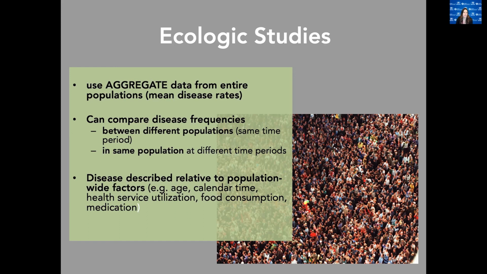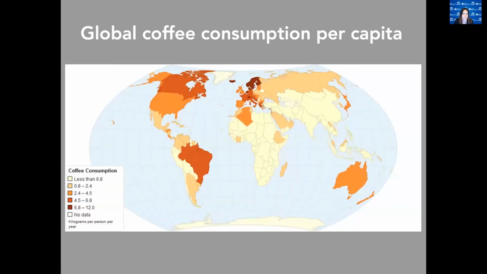And what we do is that we describe diseases relative to population-wide factors. So we might be able to look at the average age of a population, or calendar time, or health service utilization. What proportion of people have access to healthcare? What is the per capita food consumption of a particular food, or per capita alcohol consumption? So if we wanted to compare 2 different populations, we can use this sort of publicly available data to see whether exposures of interest at the population level are associated with a health outcome of interest.